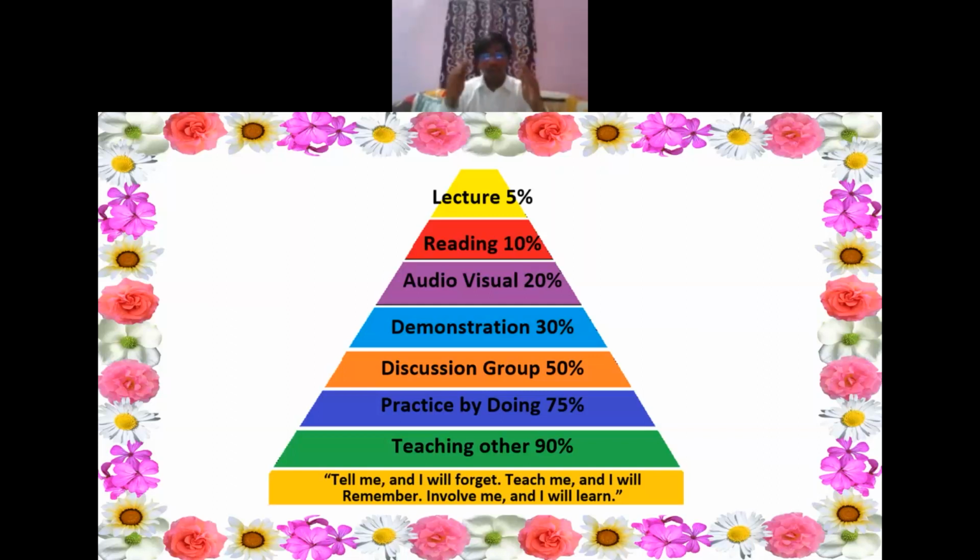It means if we want to make the students learn something through our syllabus, through the chapter, through the lesson, I have to make the students involved in the chapter. Wherever they are involved, we will never forget.